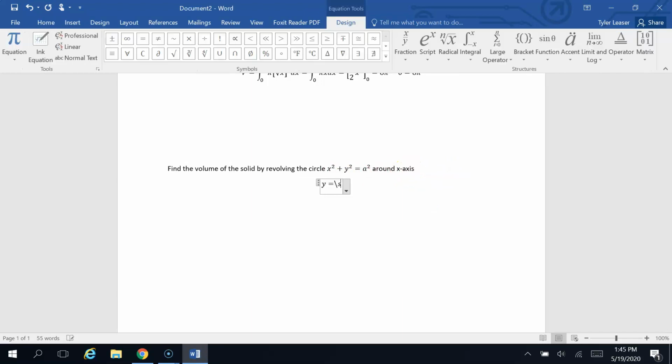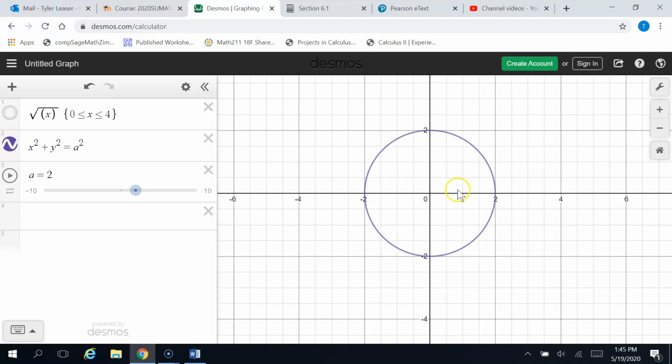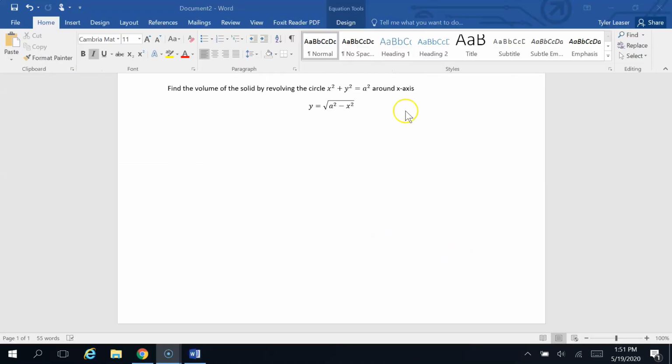So solving this for y, we're going to subtract the x squared over, and then we're going to take the square root. Again, I'm not going to worry about the positive and the negative because I only want the positive part of the radius. Going back, I only want the positive y value. I don't care about the negative y value from that square root because this is going to be the radius of the disk that we create.